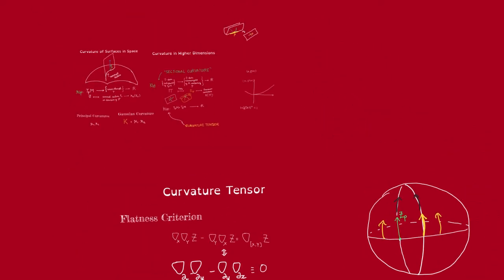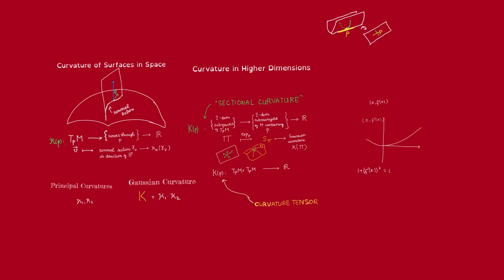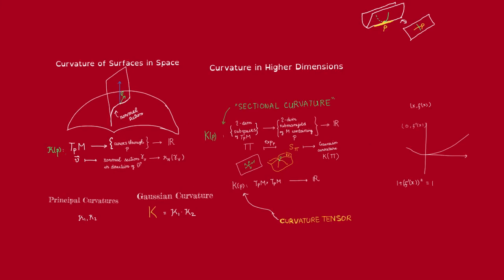But remember, in our overview of curvature, we mentioned all of these: principal curvature, Gaussian curvature, sectional curvature. So where do they come from and how do they relate to this curvature tensor? Well, to understand that, we want to introduce the notion of the shape operator and the first and second fundamental forms.